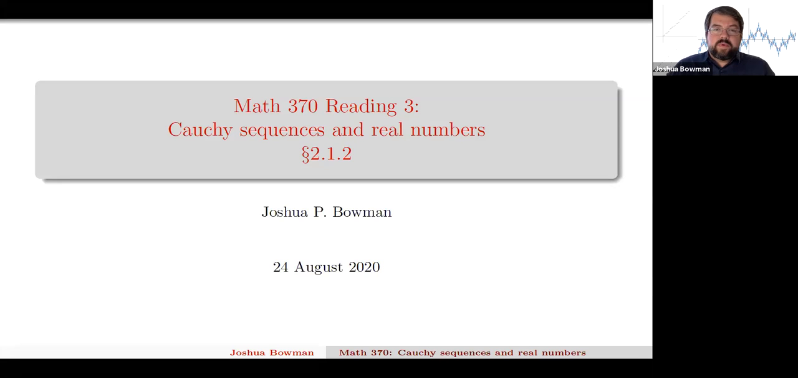In today's reading, we really have one main goal, which is to define what we mean by real numbers, at least in this class. But in doing so, we're going to go straight to the heart of some of the biggest ideas in analysis. And so today is when the analysis of the class really starts.